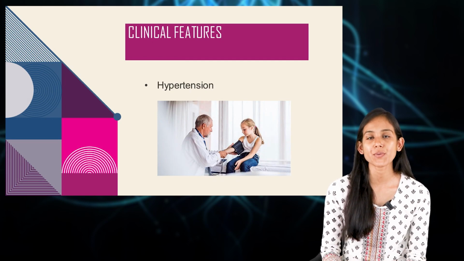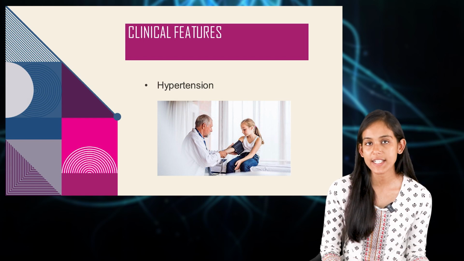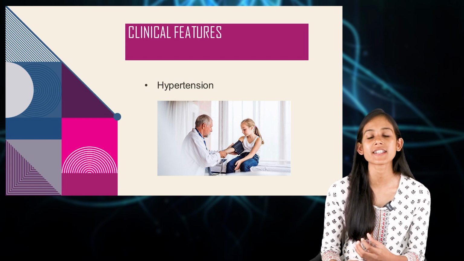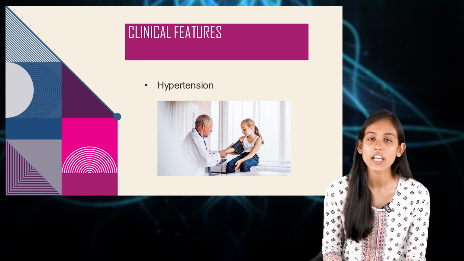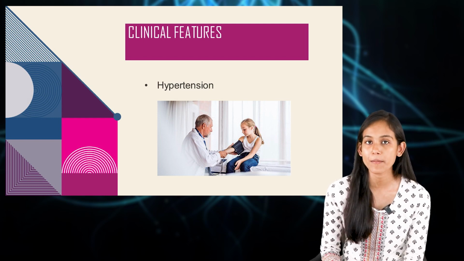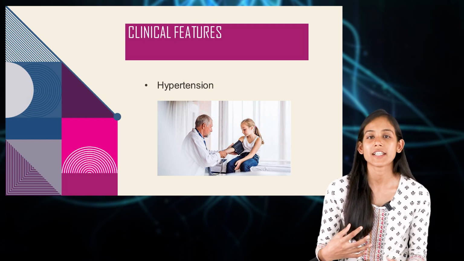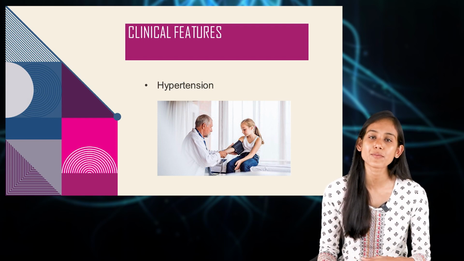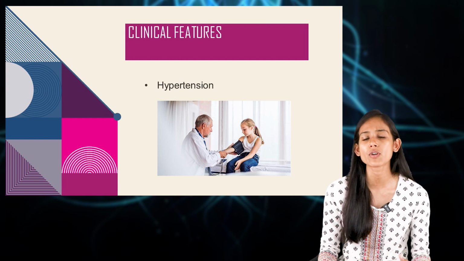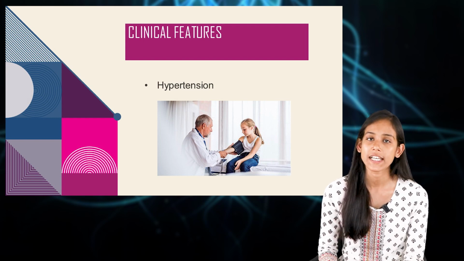Now, why will hypertension be there? When there is polycystic kidney disease, that means there is damage to the kidney and the kidney is not able to function properly, right? If the kidney is not functioning properly, then we know that there won't be proper excretion of the waste products, and they would build up in the body, and that would cause increased blood pressure in the child.